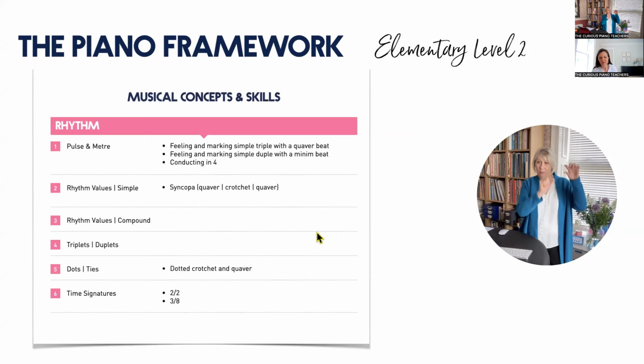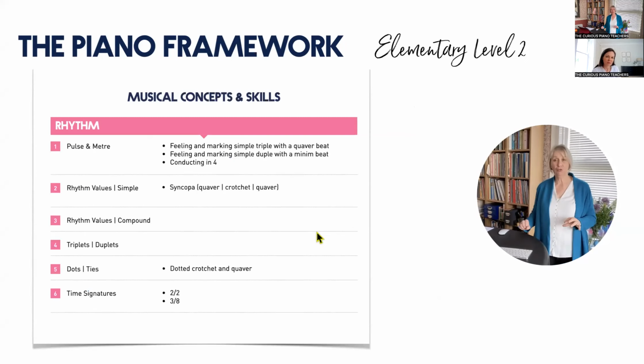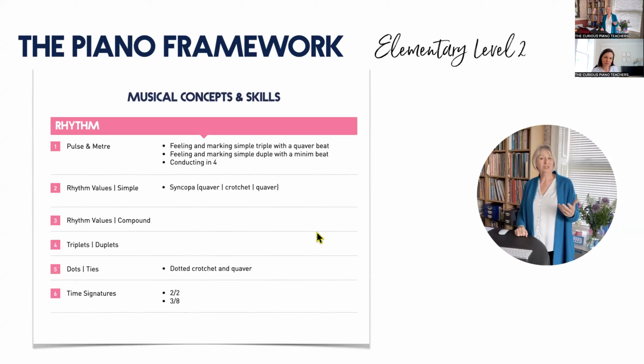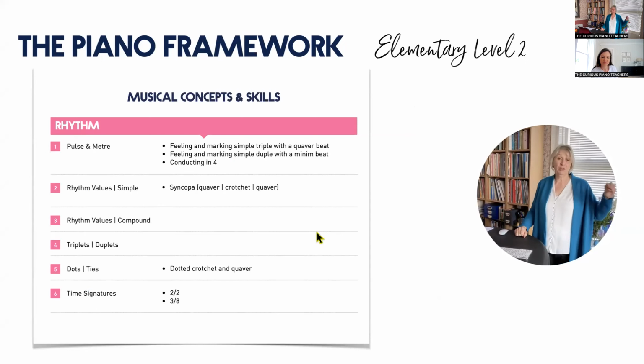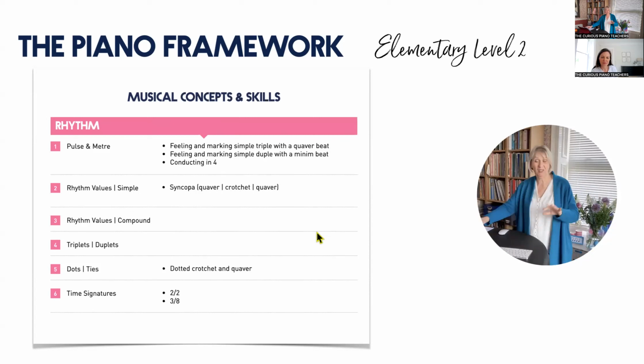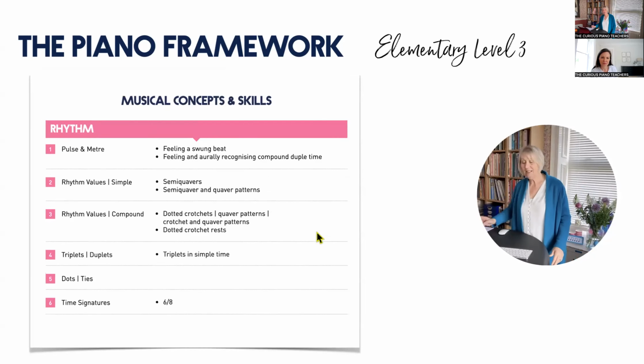And then we can go on to elementary level 2. So we've missed out elementary 1, onto elementary 2. This is where we start to come out with the idea of dotted crotchet and quaver. Any earlier than this, and they will struggle. Time signatures like 2-2, 3-8 come out here. Syncopation comes in here, and it's at elementary 3 level.